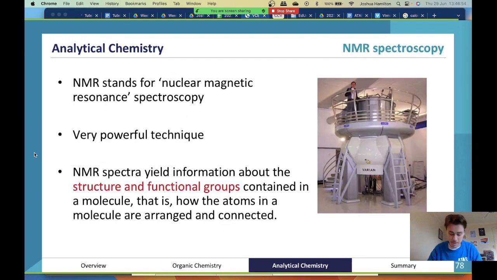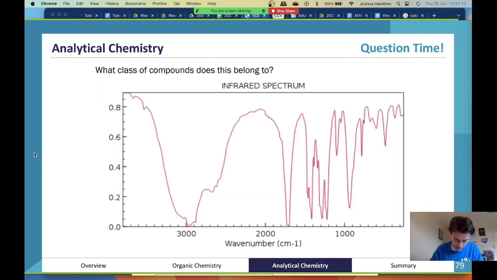Then we move into NMR. NMR stands for nuclear magnetic resonance. NMR uses radio waves. For some reason there is a question and I put the slide in the wrong spot. Whoops.